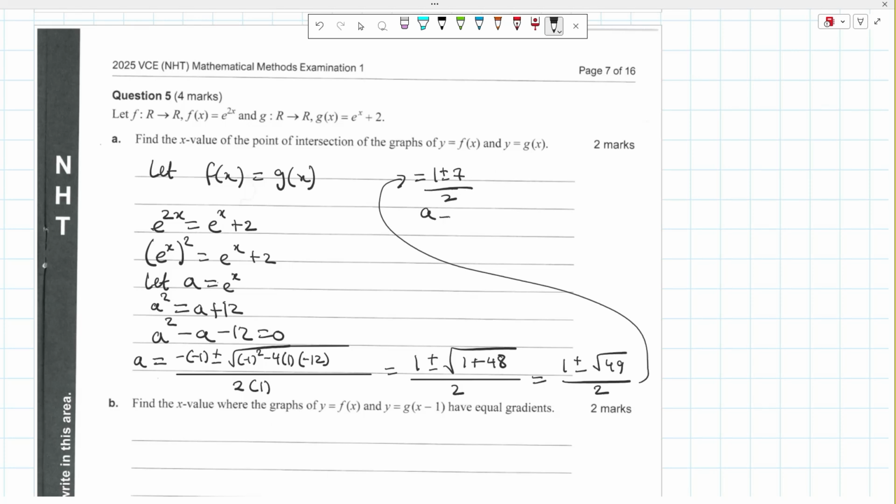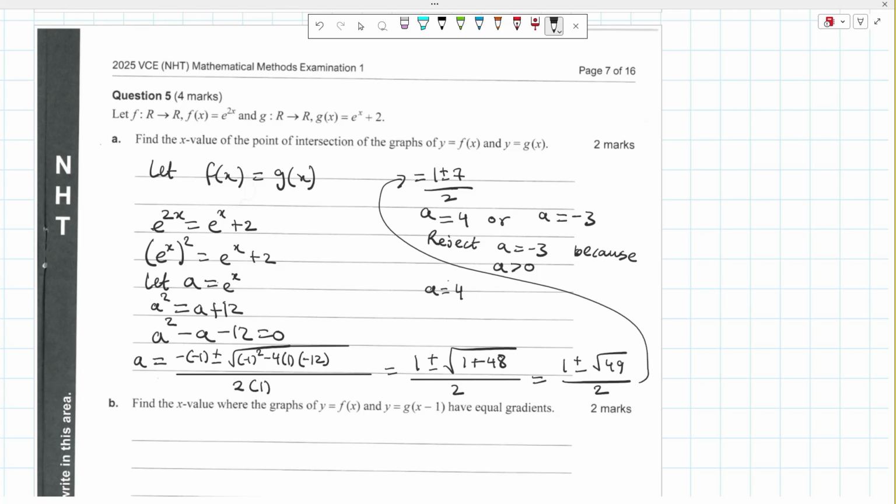So we have a is equal to 4, or a is equal to negative 3. Now we're going to reject a is equal to negative 3 because a is equal to e to the x, and the graph of e to the x is always greater than 0. It doesn't go negative. So we're going to reject a is equal to negative 3 because a is greater than 0. So we get a is equal to 4.